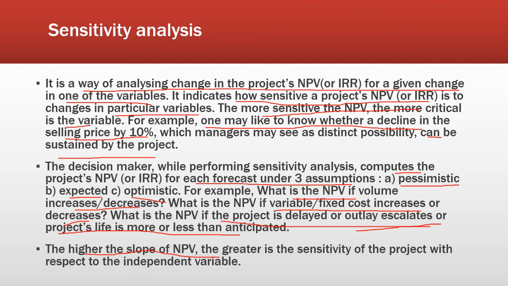The higher the slope of NPV, the greater is the sensitivity of the project with respect to the independent variable. So if this is the graph, and the slope is much higher, then there is a greater sensitivity of the project. Now if the line is like this, then there is very little slope. And if the line is horizontal, then there is no slope, which means the project's NPV does not change with the change in the independent variable. So the higher the slope, the greater is the sensitivity.